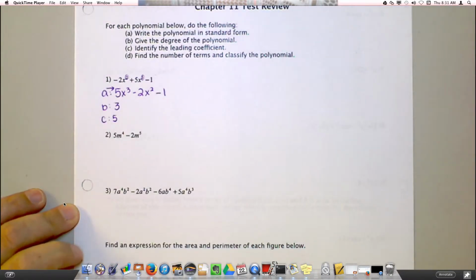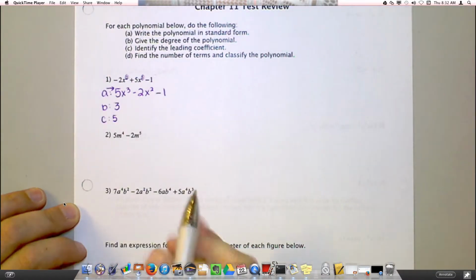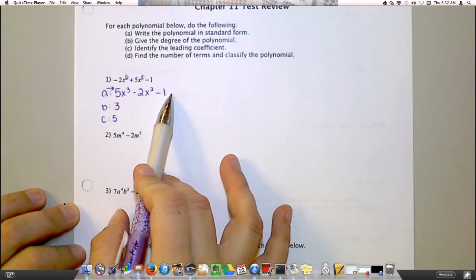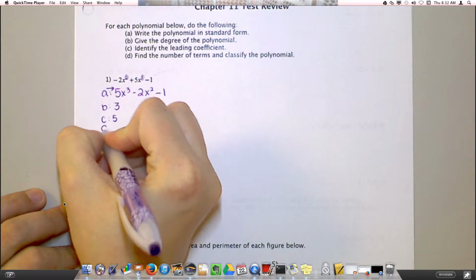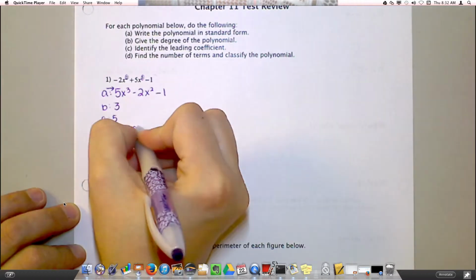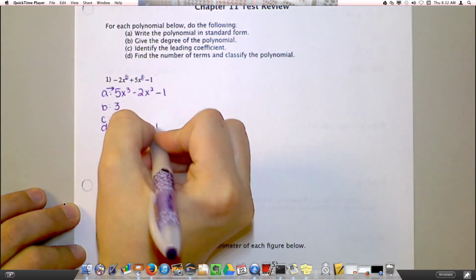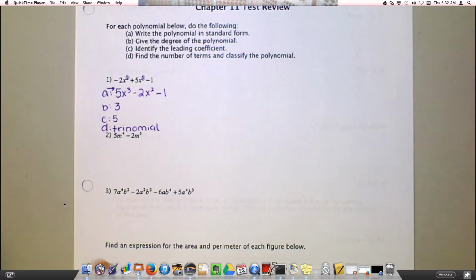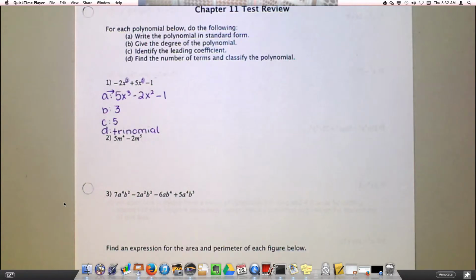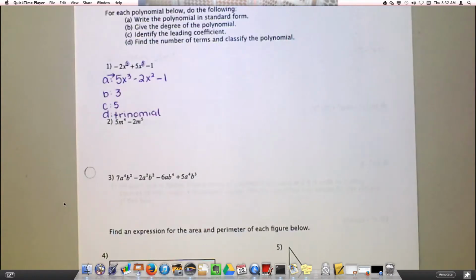And then D says find the number of terms and classify. So what I mean by that is look at this and say, okay, it has 3 terms. That makes it a what? What do we call something with 3 terms? Trinomial. Yep. Now, for something like this, if you just write trinomial, that means it has 3 terms, right? Well, I want the name, okay? So you could write 3 and then trinomial, or you could just write trinomial, but you've got to have trinomial in there somewhere. What do you call something with 4 terms, like number 3?